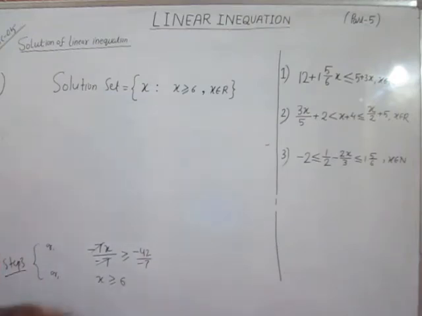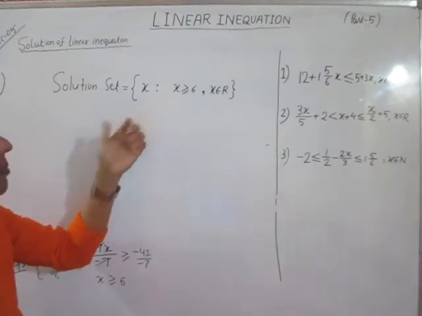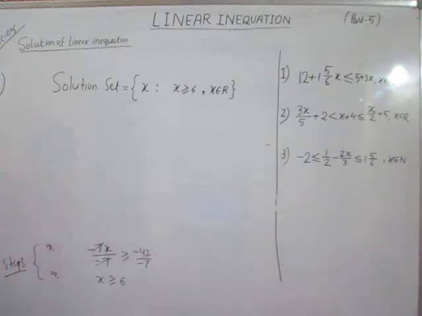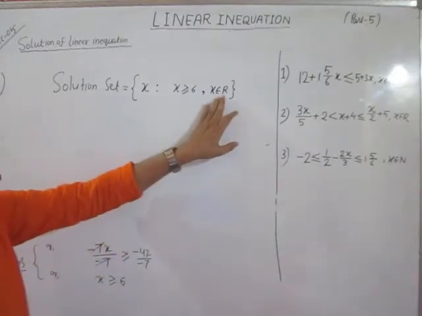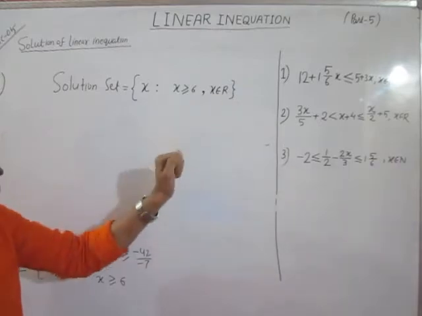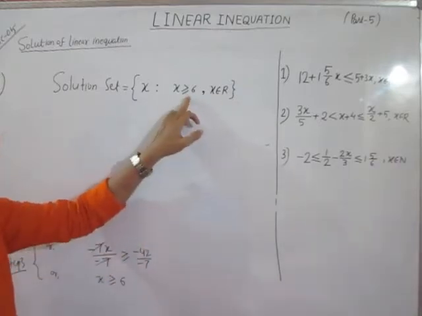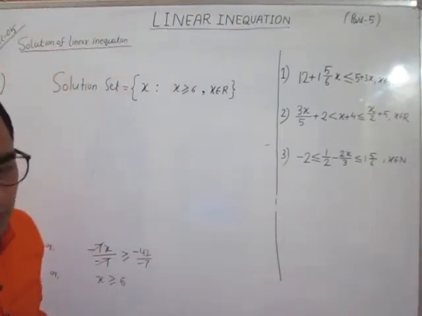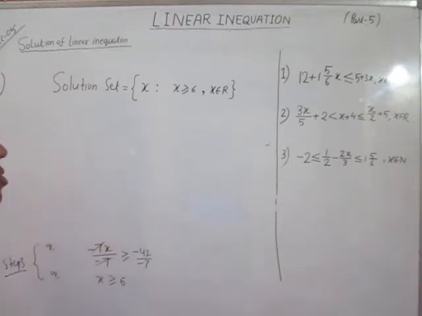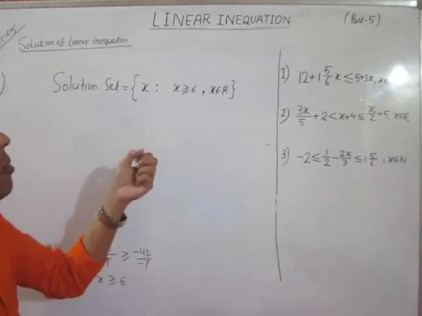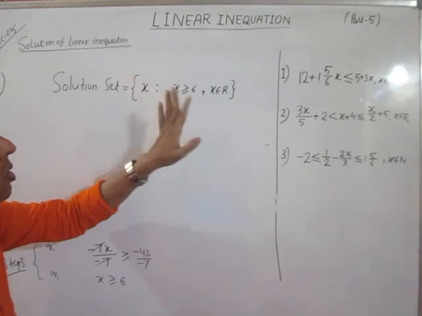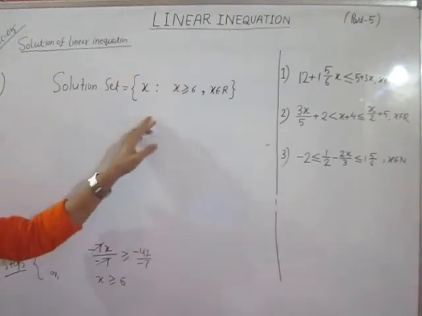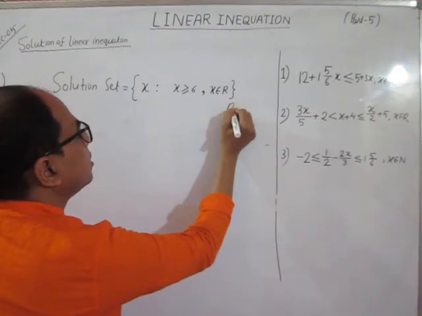Now can we write this solution set in roster form? The answer is no, we cannot write this solution set in roster form. Why? Because here the replacement set is real numbers. So we cannot make a list of all the real numbers which are greater than or equal to 6, because there are so many real numbers between two numbers. After 6 there are infinite real numbers, so we are not able to make the list of numbers which are greater than or equal to 6. So that's why we are not able to write this solution set in roster form. So this is the final answer.